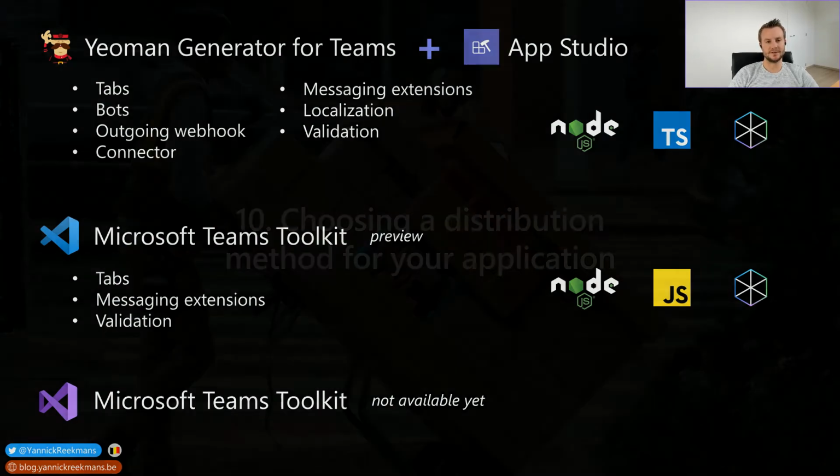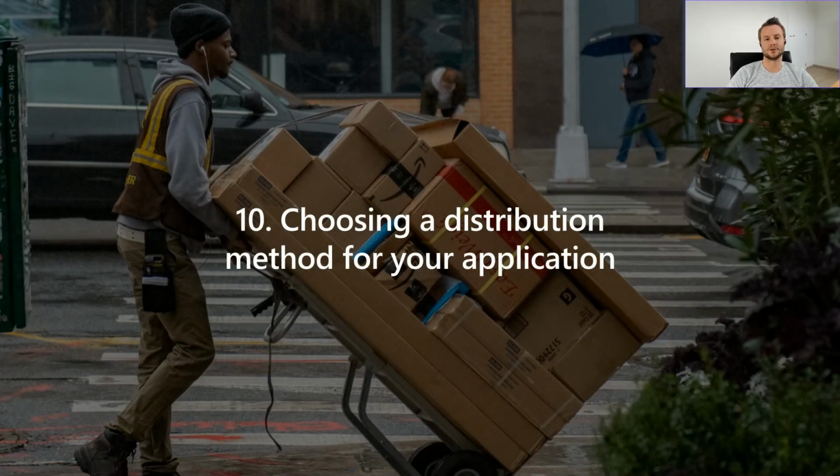And last but not least, now that you've built your application, or you created a great application that is supposed to be available inside Microsoft Teams, you now have to choose a distribution method for your application. And you basically got three options.